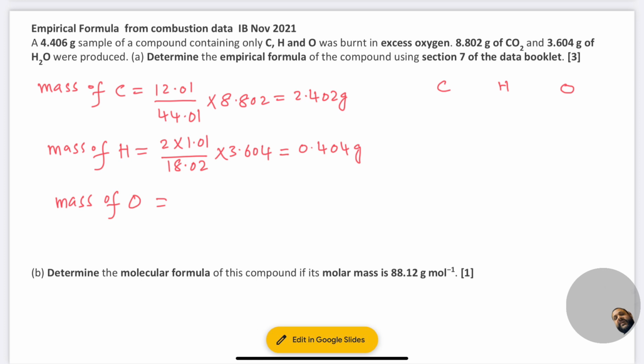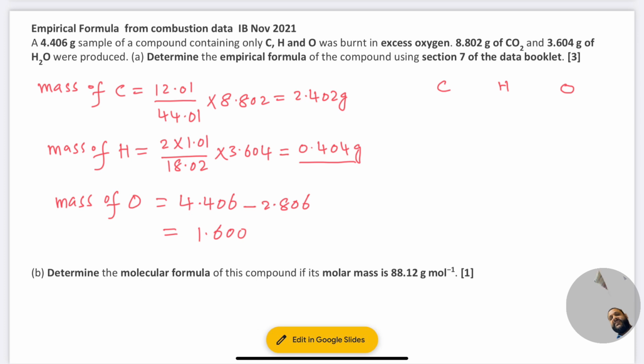So the last thing I need to do is find out the mass of oxygen, because our compound contains carbon, hydrogen, and oxygen. So we have the mass of carbon, we have the mass of hydrogen, and we can find the mass of oxygen by adding the mass of carbon and hydrogen and taking that away from the initial mass. The initial mass was 4.406, and if we add both the mass of carbon and hydrogen, that gives 2.806. So if I solve that, the mass of oxygen will be 1.600. So now I have the mass of carbon, hydrogen, and oxygen, and I can move to find the empirical formula.